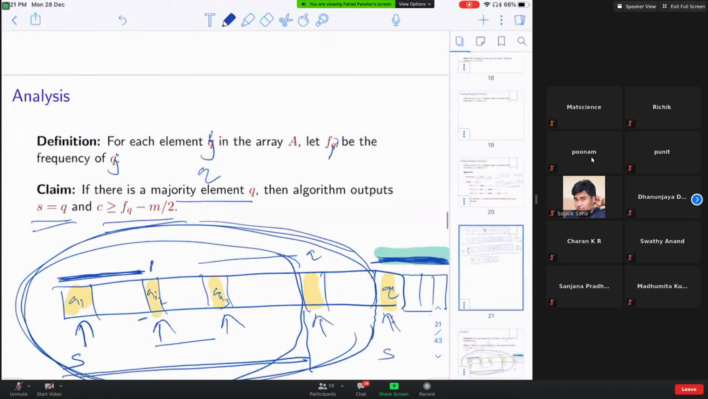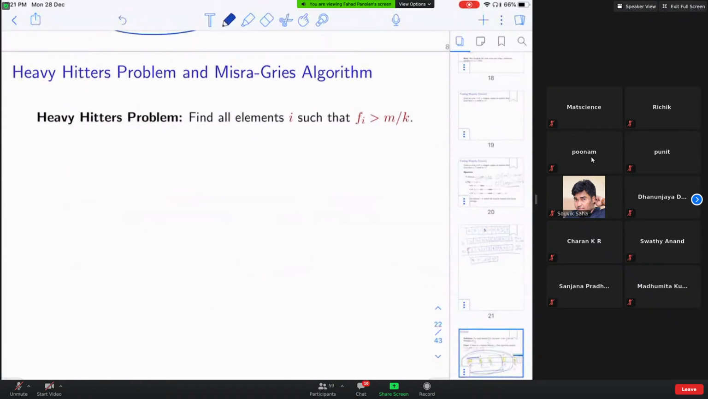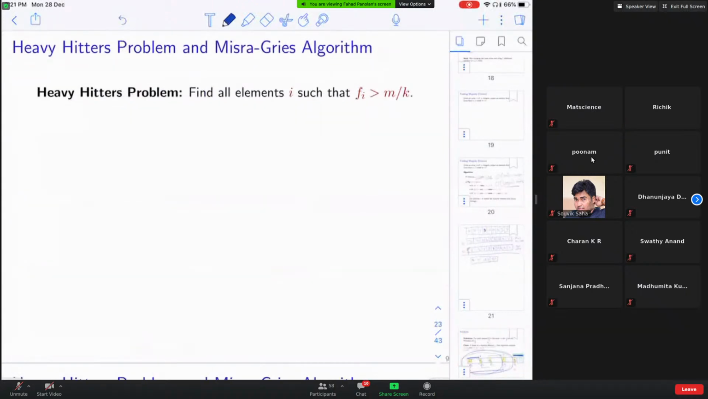Now we move on to the last problem. I have some 10 minutes. This is the heavy hitters problem. The algorithm is an extension of computing the majority, which we have seen in the last slide. Just an extension of that.